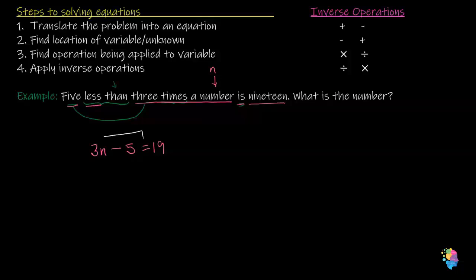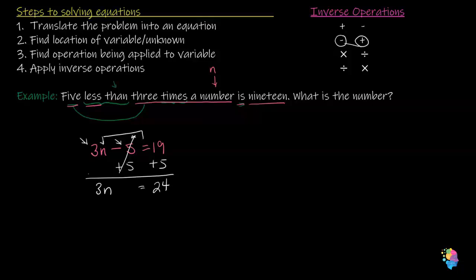Since my variable is on the left side and is being subtracted by 5 and multiplied times 3, I first move what is being subtracted by adding. So add 5 to both sides. From left to right, this is 3n. This goes to 0 equals 19 plus 5 will be 24.